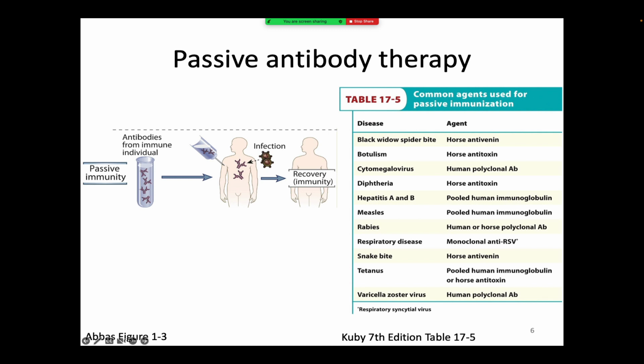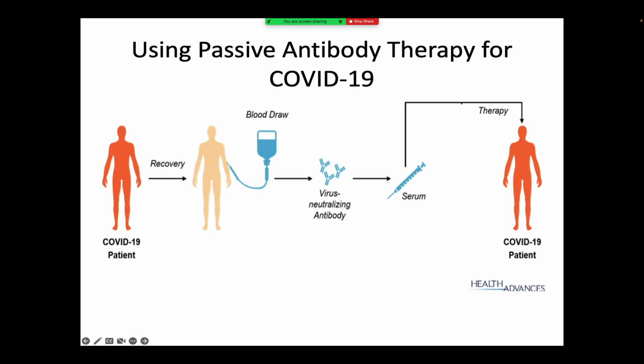If, for example, you were to be bitten by a black widow spider, we would give you passive antibodies against that venom, because that venom is going to affect you in hours. You don't have time for the days of making your own antibodies. And you can see a few other situations where we use passive antibody therapy, even now. This was also the first therapy that we had for COVID.